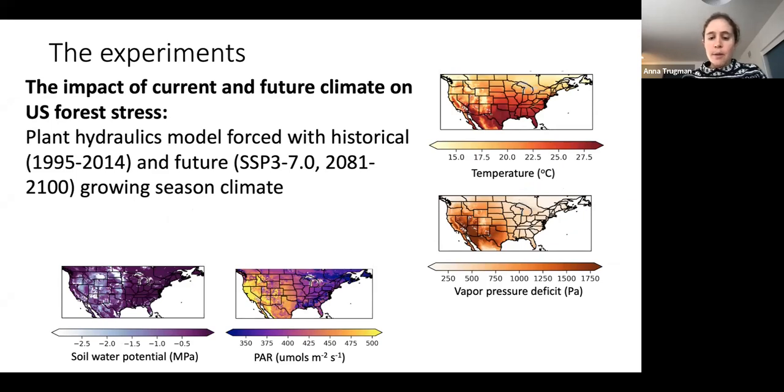And so to do this, we ran the model over a 20-year period at daily time steps during a historical period from 1995 to 2014, and then a future period along SSP 3-70 between 2080 and 2100. And SSP 3-70 is a kind of intermediate to high level climate change scenario that results in about 3.6 degrees C warming by the end of the century.